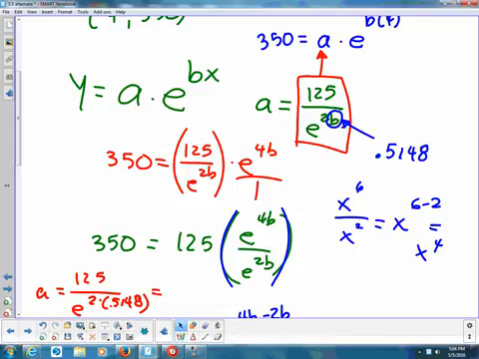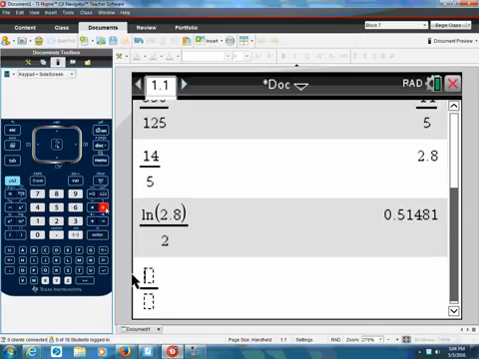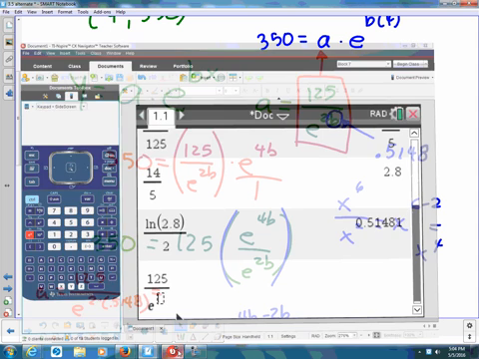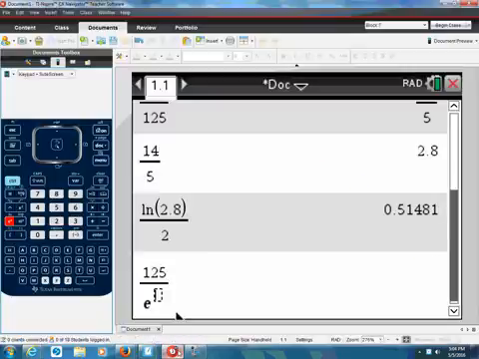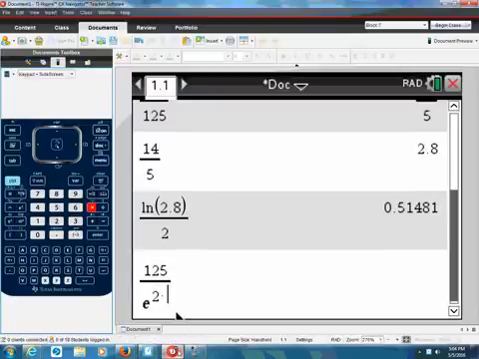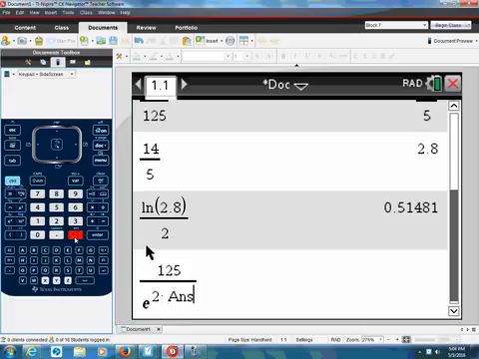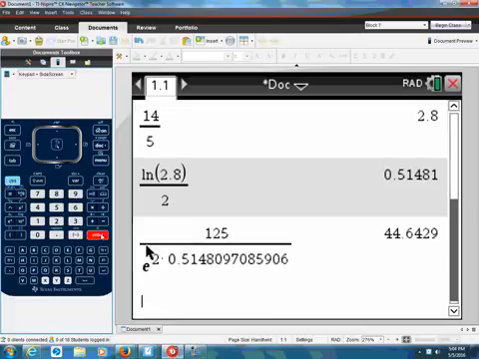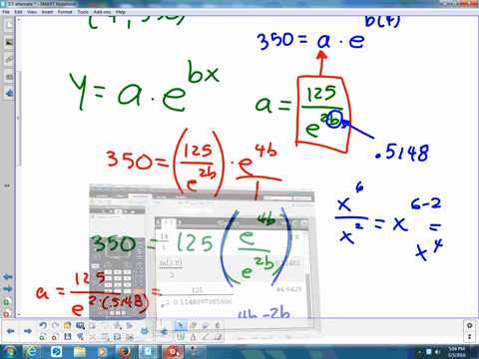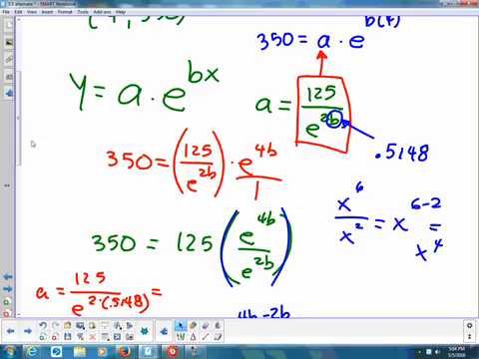This is 125 over, let's do fraction templates. I want 125 over e raised to the 2 times 0.5148. I really could do 2 times and then my last answer, which I had there, 0.5148. So control answer, and so I am going to get 44.64. I'll just round it like that, 44.64. So that's my value for A, 44.64 it turns out to be.